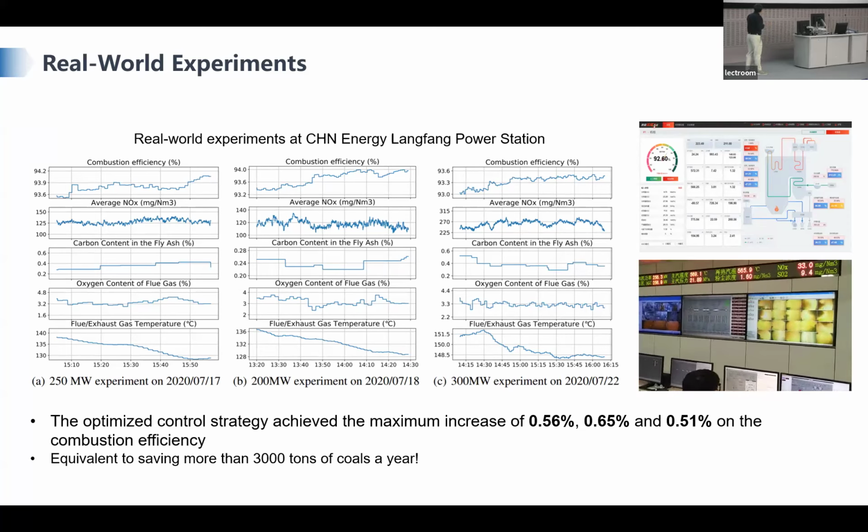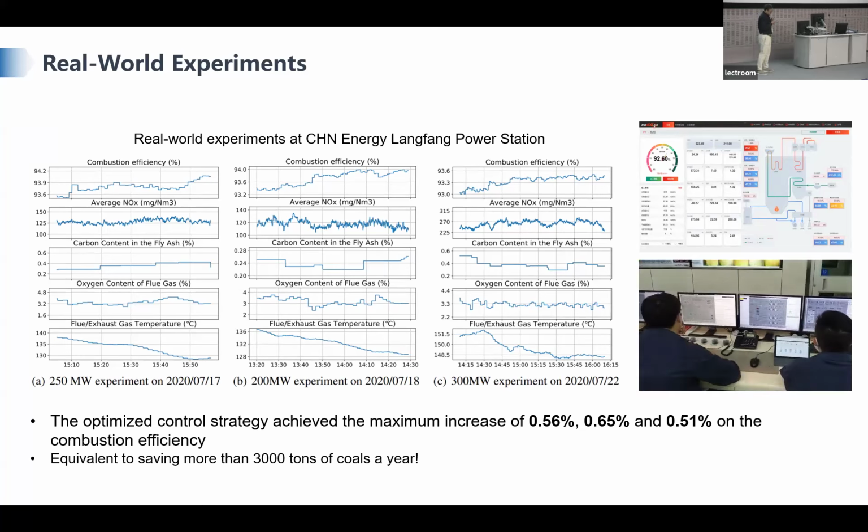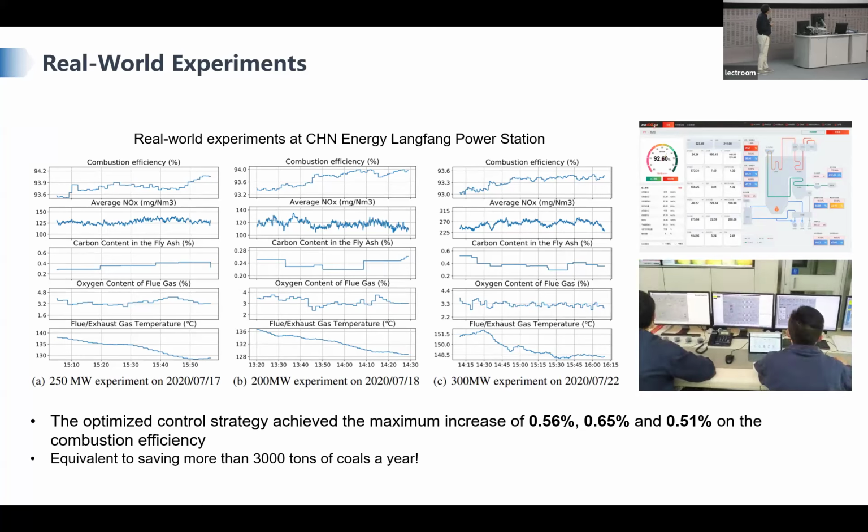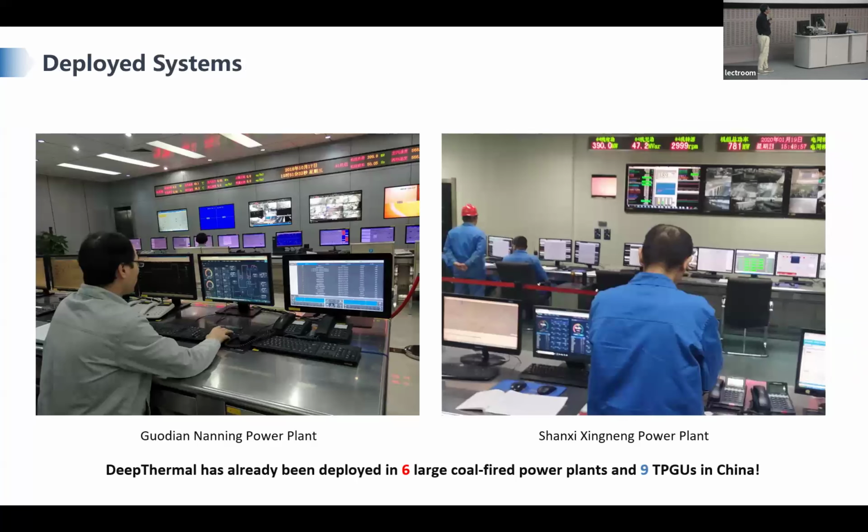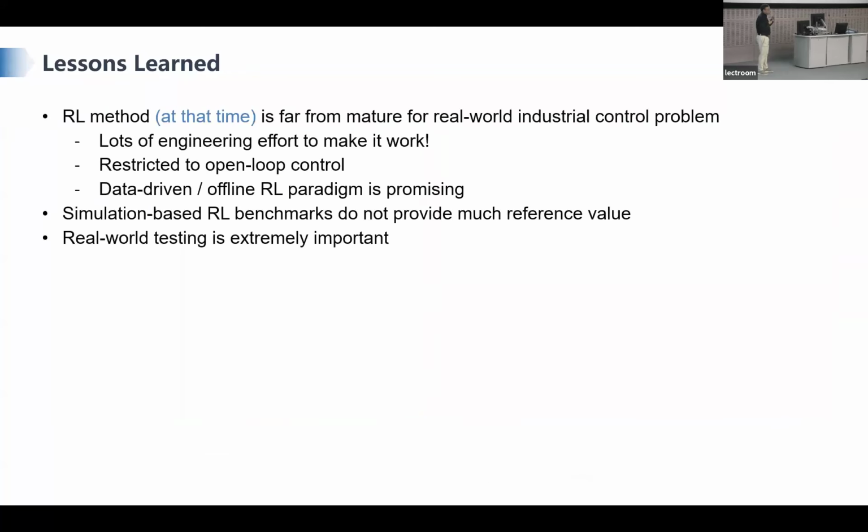That is equivalent to saving about 3,000 tons of coal a year. We tested on different thermal power plants, and we also turned it into a product. Right now, this system has already been deployed in 6 large coal-fired power plants in China. It seems to be a happy ending, but we learned a lot from this process. Looking back, I'm still in some sense not very satisfied with this work because at that time we could only achieve open loop control. That is, we provide suggestions and human operators do the last mile control.